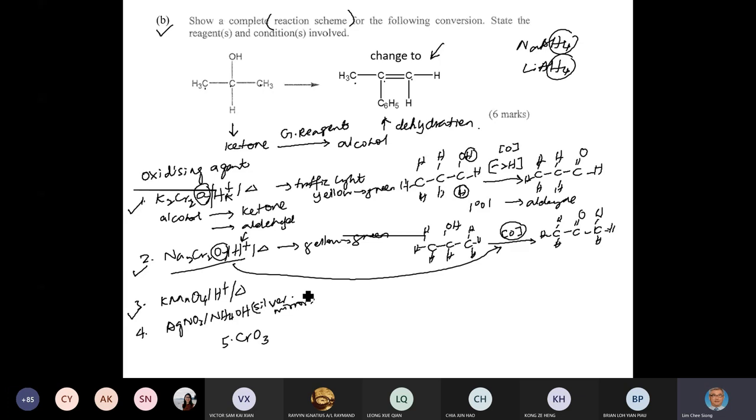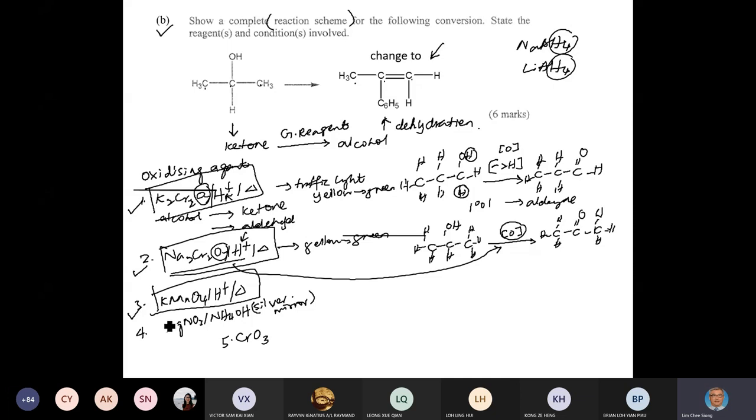Sir, if the question doesn't give the oxidizing agent, then what should we write? Sometimes the question will ask you to write the chemical equation, and you know it is under oxidation, so you have to write it here. This is the compound. So please remember at least two, number one and number two. And you can also use this one. Choose any three as an example.